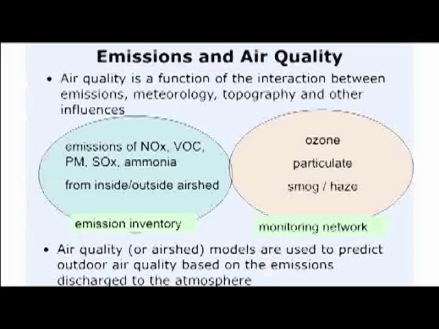So what our consultants have been tasked to do is to apply an air quality or an airshed model to predict the relationship between the left-hand and the right-hand side of these two ovals, to predict the outdoor air quality based on the emissions that are discharged to the atmosphere.